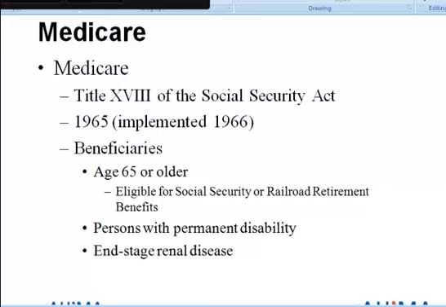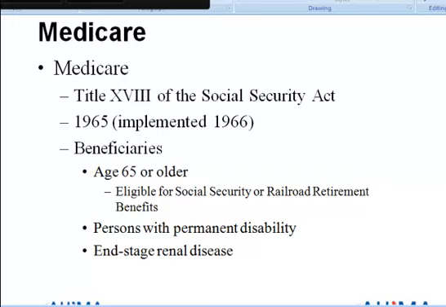Medicare benefits are also available for those people that are entitled to Social Security or railroad retirement disability benefits for at least 24 months, government employees with Medicare coverage who have been disabled for more than 29 months, insured workers and their spouses with end-stage renal disease, and also children with end-stage renal disease can be covered under Medicare.